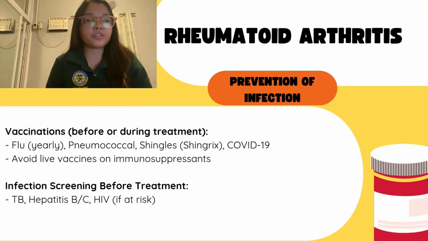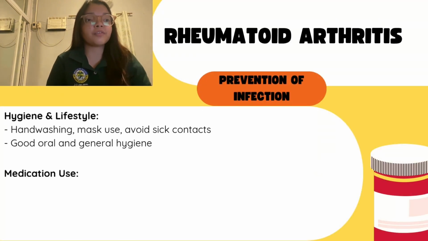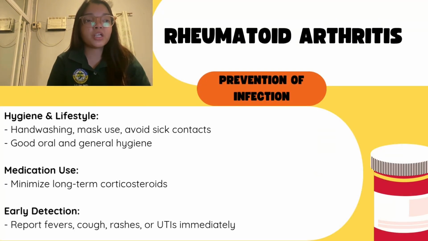Prevention of infection: vaccination before or during treatment, infection screening before treatment, and hygiene and lifestyle like hand washing, mask use, avoiding sick contacts, good oral and general hygiene. Medication use: minimize long-term corticosteroids. Early detection: report fevers, cough, rashes, or UTIs immediately.